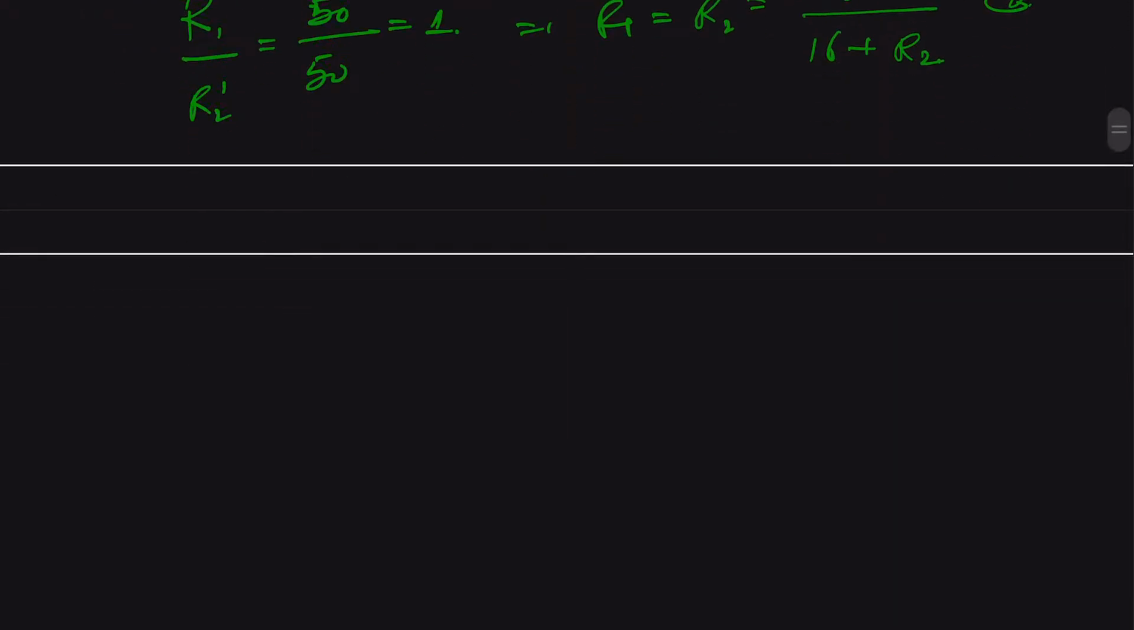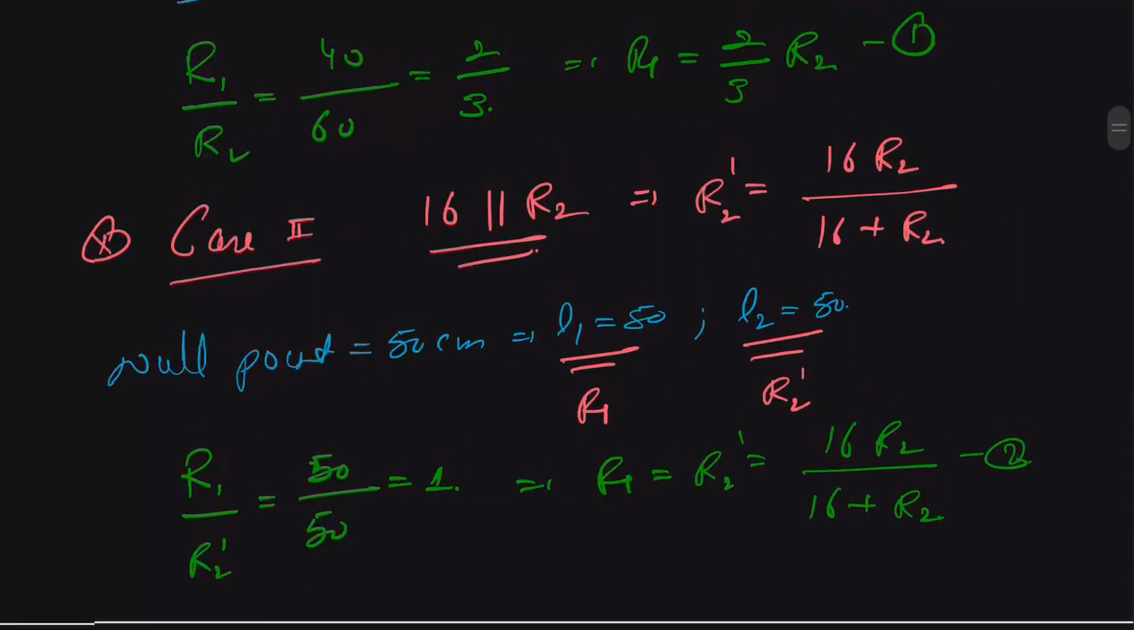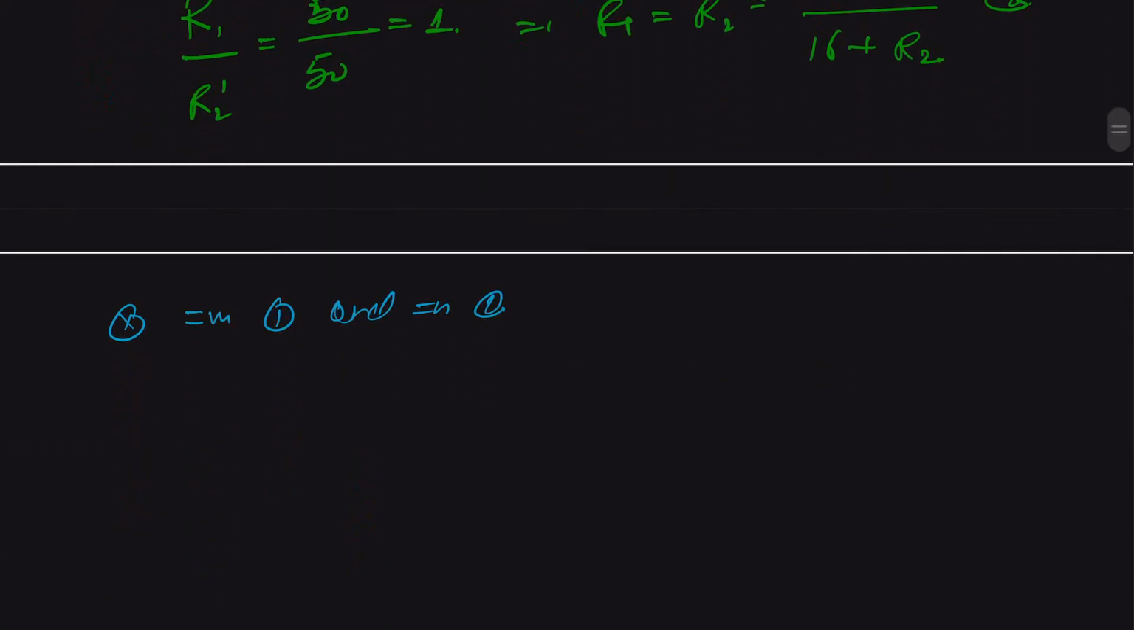So from equation 1 and equation 2, we simply substitute the value of R1, and we get 2 by 3 times R2 is equal to 16 times R2 upon 16 plus R2.